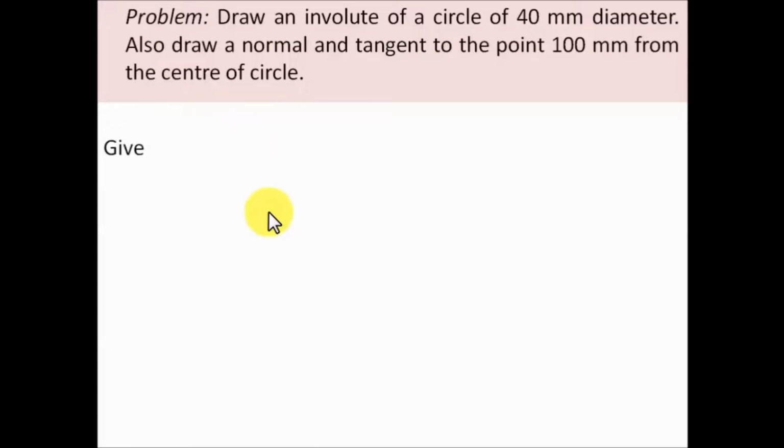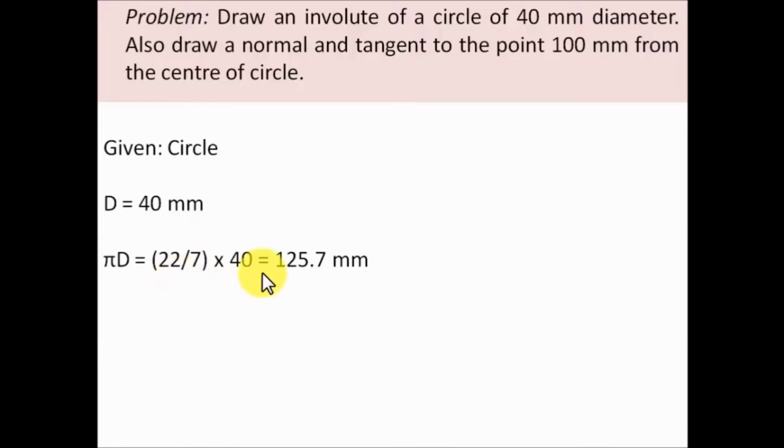Alright, so we've been given a circle and its diameter has been given as 40 millimeters. Now if you try to find the circumference of the circle, it's going to work out as pi d, and putting the values you'll get this as 125.7.